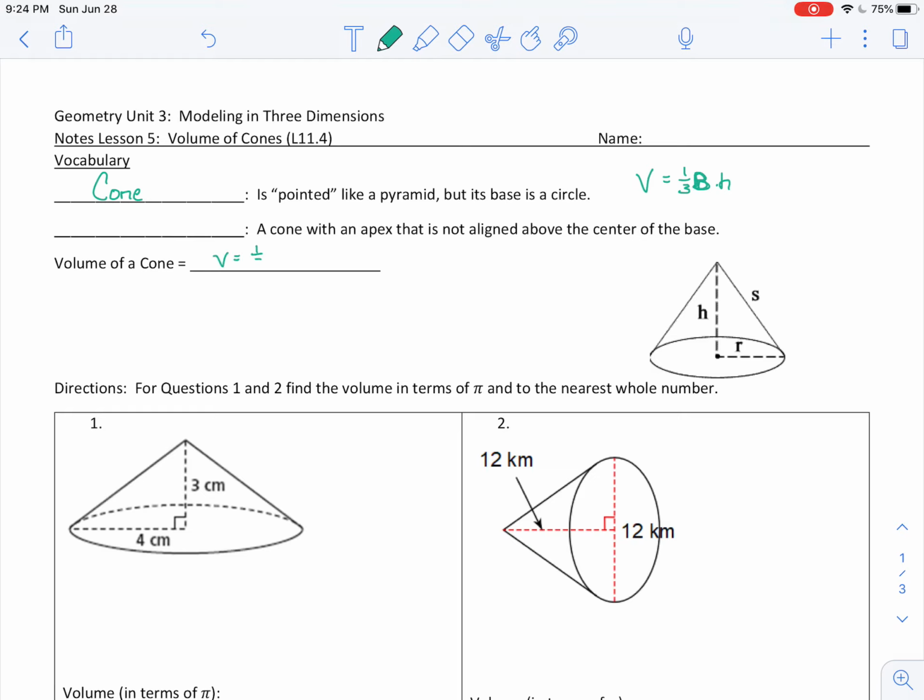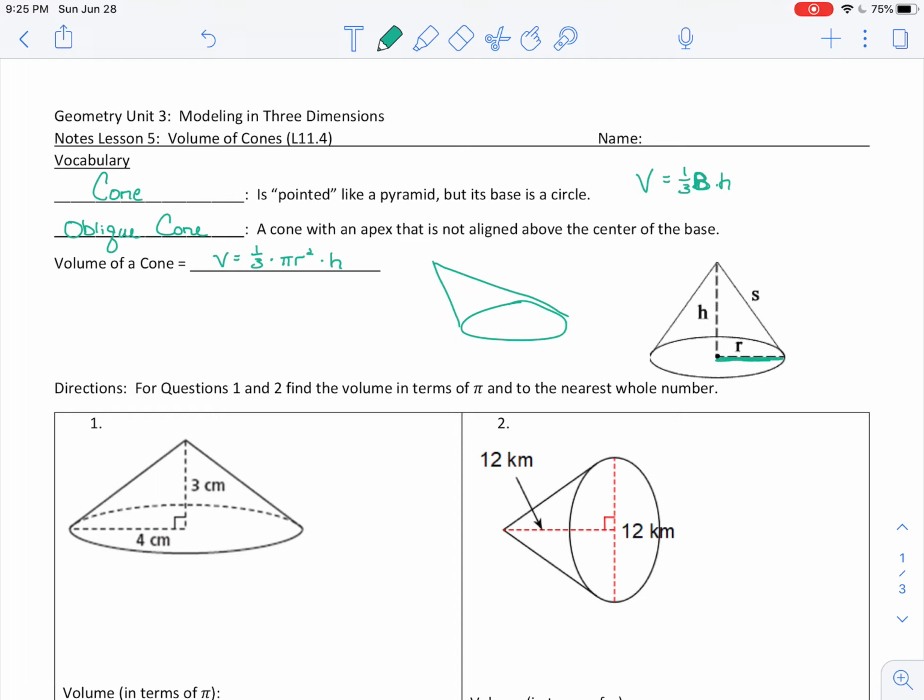So the formula is going to be 1/3, and then the formula for the area of a circle is pi r squared. We'll multiply that by the height. That's the formula for cones. And as always, if you have a cone that's crooked, essentially, then we're going to just call it an oblique shape. So you just call it a different name, and then you move on with your life and use the same formula. So when I say pi r squared, I am referring to the radius.